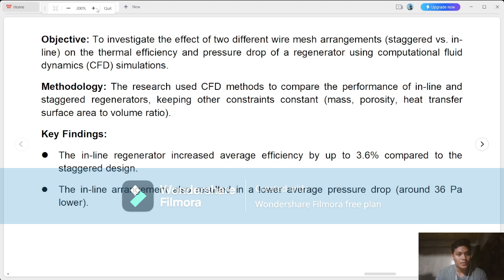Methodology: the research applies CFD methods to compare the performance of inline and staggered regenerators, keeping other conditions constant. Key findings: the inline regenerator increased average efficiency by up to 3.6% compared to the staggered design. The inline arrangement also showed a lower average pressure drop, around 36% lower.